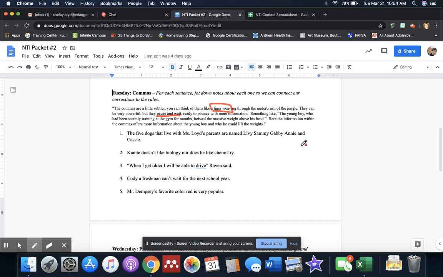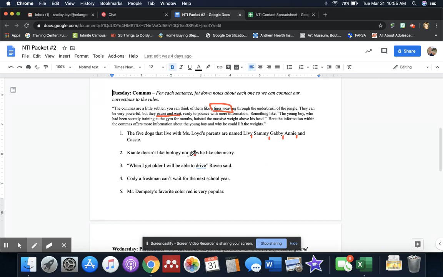The 5 dogs that live with Miss Lloyd's parents are named Livy, Sammy, Gabby, Annie, and Cassie. So this one's not extra info, but it is a list. So you guys, I bet, know where we put our commas. We're just going to put it after each name, because these are my parents' 5 dogs. And we need to make sure that they're separate, so that way you don't think that Livy, Sammy, Gabby, Annie is just one dog.